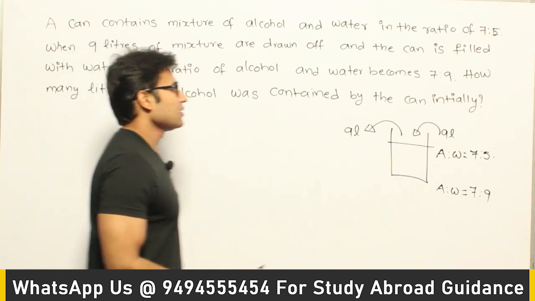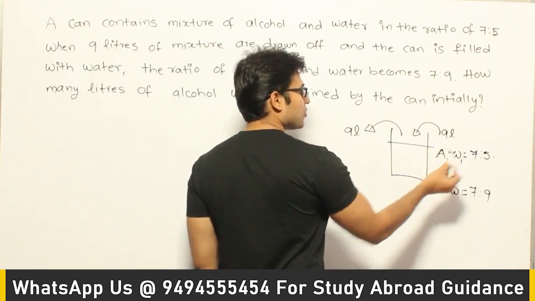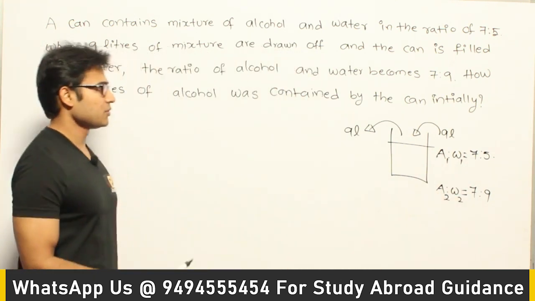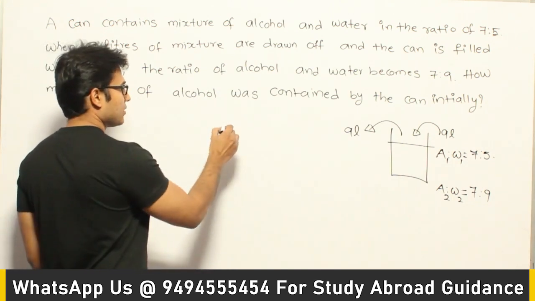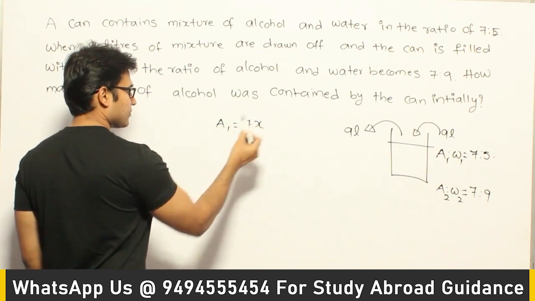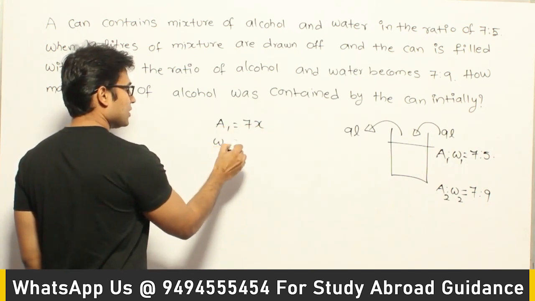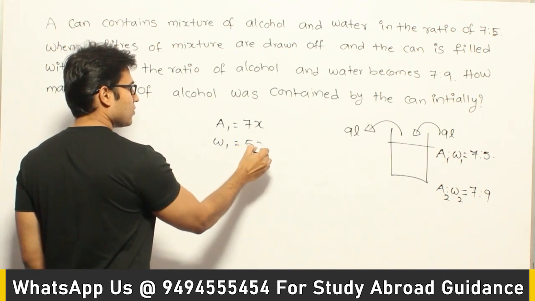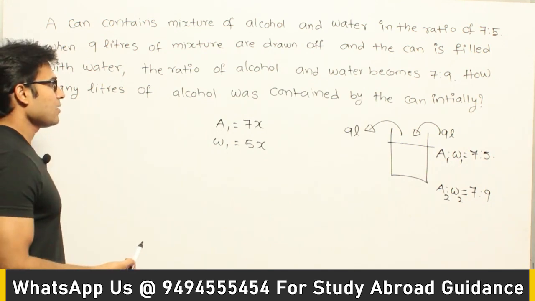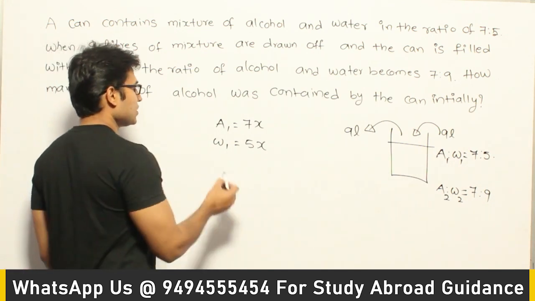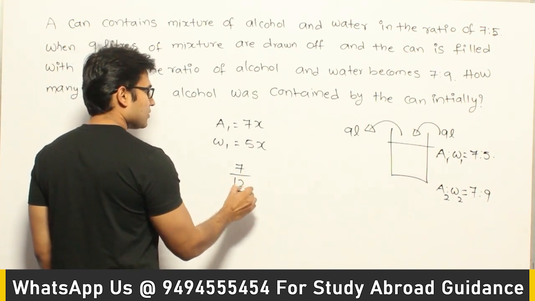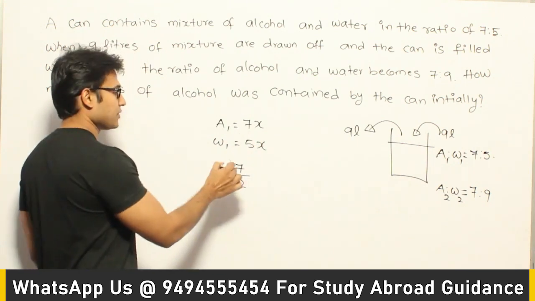Let us say this is the initial amount of alcohol to initial amount of water, A1 and W1, and this is A2 and W2. Now let me assume that A1, the initial amount of alcohol, is 7x and W1, the initial amount of water, is 5x. The ratio is again 7:5, therefore we can assume it. Now what is the concentration? Out of 12 parts, 7 parts is alcohol. This is the concentration of alcohol.